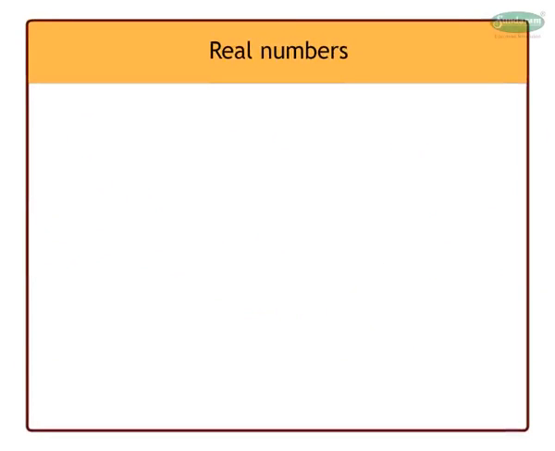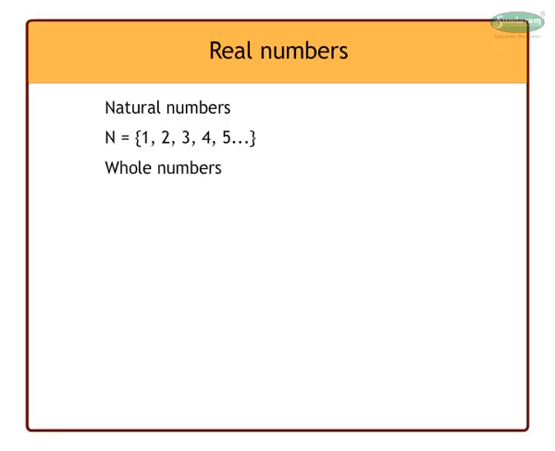Real numbers. Let us recall natural numbers, which are denoted by N. They are 1, 2, 3, 4, 5. We write them in the form of a set. When we include the number 0 in this set, we get another set, which is the set of whole numbers represented by letter W. Hence, W includes 0, 1, 2, 3, 4, 5, and so on.